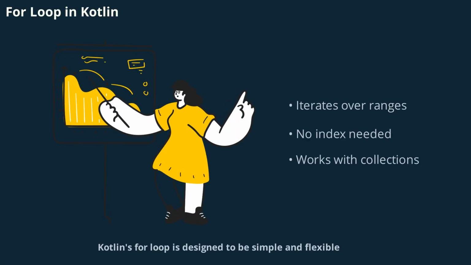Kotlin's for loop is designed to be simple and flexible. You can iterate over any collection, array, or range that provides an iterator. For example, you can loop through a range of numbers using for (i in 1..3), which will print 1, 2, and 3. This syntax is clean and avoids the need for manual index management. Whether you're working with lists, arrays, or custom collections, the for loop in Kotlin makes iterations straightforward and readable.